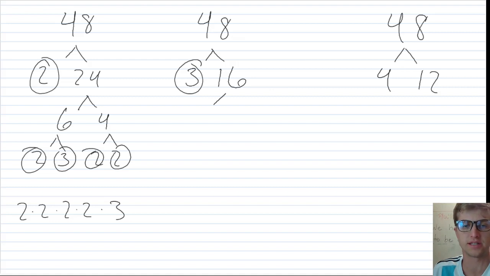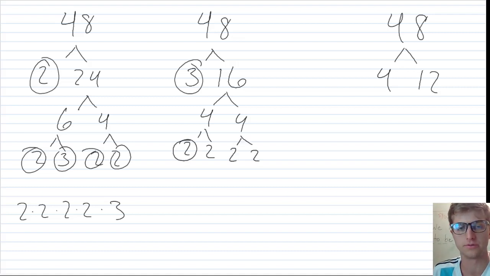Okay. 3, we can't break it down. It's already prime. 16 can be broken down into 4 times 4. 4 is 2 times 2. Those are all prime. We'll circle it. What are we left with? 2 times 2 times 2 times 2 times 3.